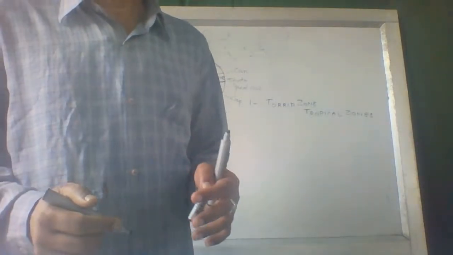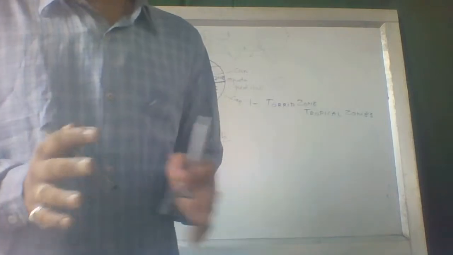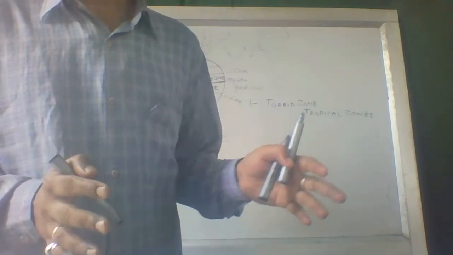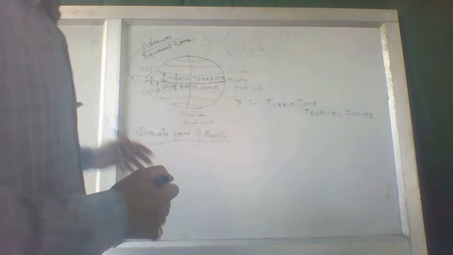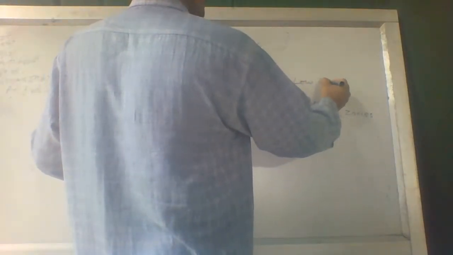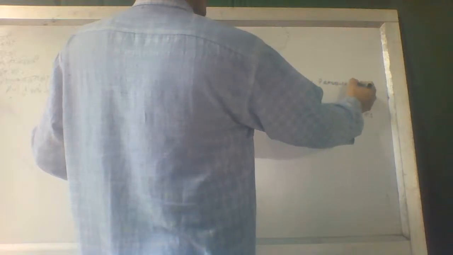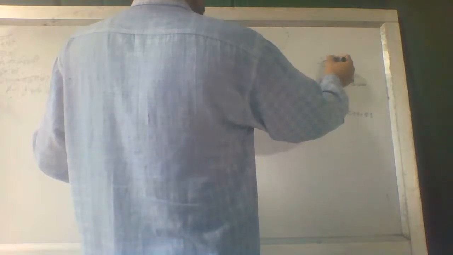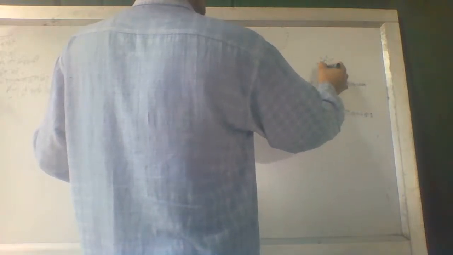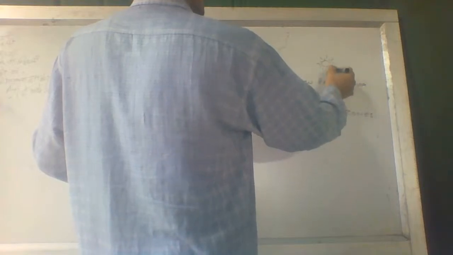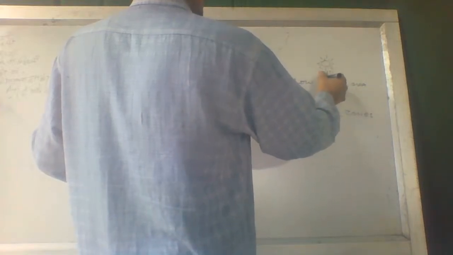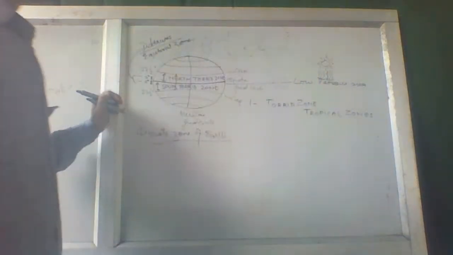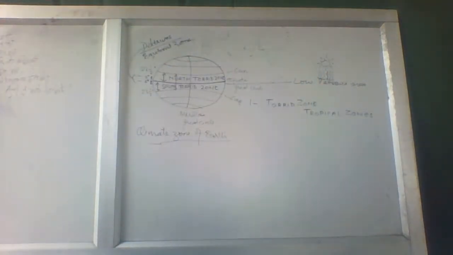Now, what we have seen is that these are areas of low pressure because they receive the direct rays of the sun. So these are always low pressure areas, receiving the direct heat of the sun.